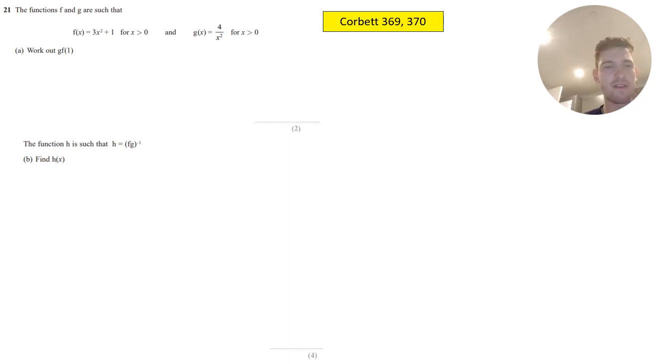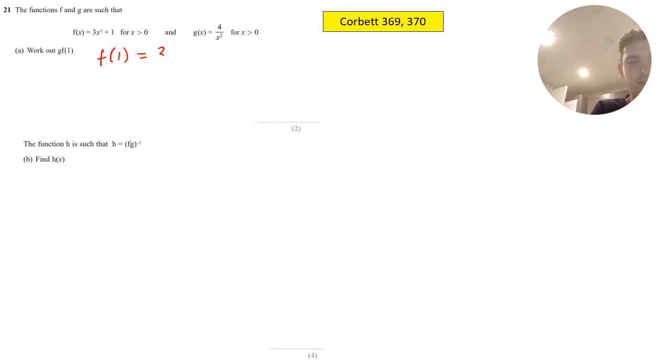Okay, the functions f and g are such that f of x equals 3x squared plus 1 and g of x equals 4 over x squared. So part A, 2 marks, nice and straightforward, work out gf of 1. So this is a composite function where my first step, I'm going to find out what f of 1 is because f is closest to the number.